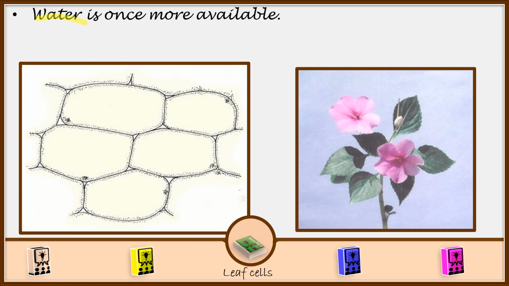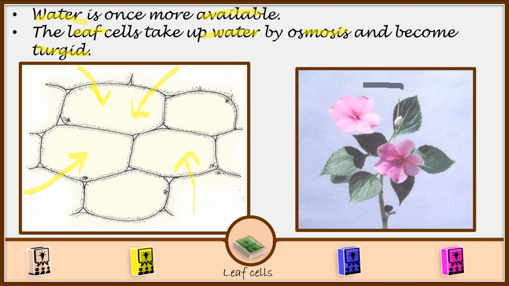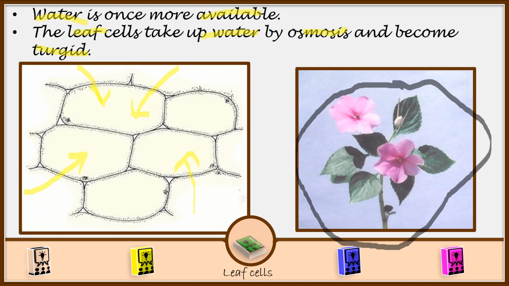So when you look at the tissues here, the leaves are very firm. Water is once more available. The leaf cells will take up water by osmosis and they will become turgid. So when water is available, the cells will take in water, and when they take in water, they will become turgid. And when they become turgid, our plant is going to be very firm, as you are seeing it here, because it has more water than the environment.